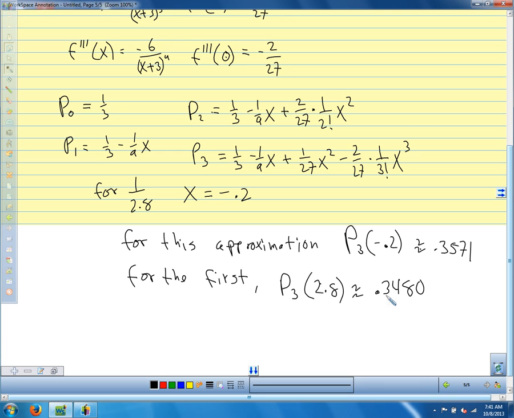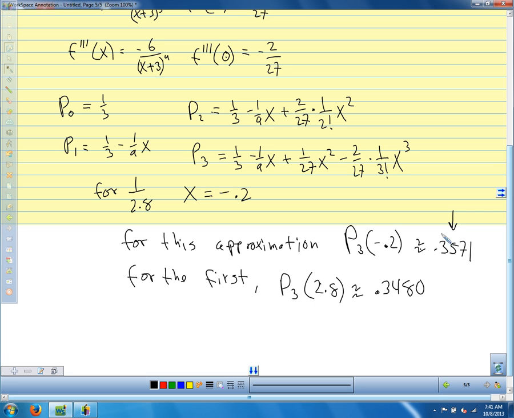And what does your calculator tell you? Josh, when you plug in 1 over 2.8, what does it give you? What does it come out to? Just 1 over 2.8. I just want to know what you were calculating. 0.357.